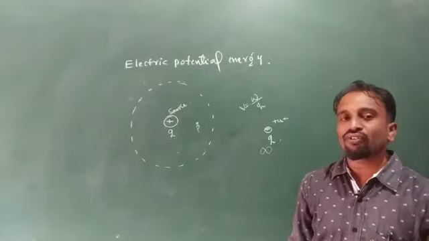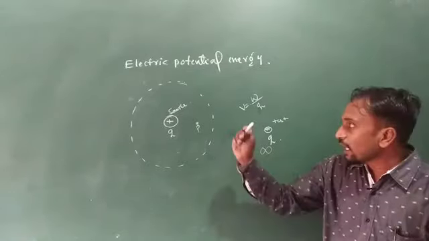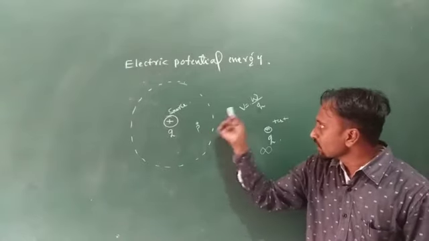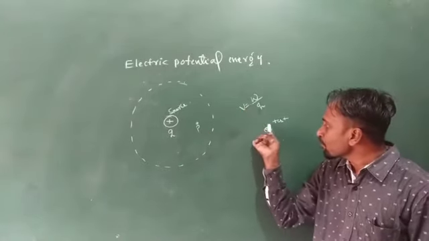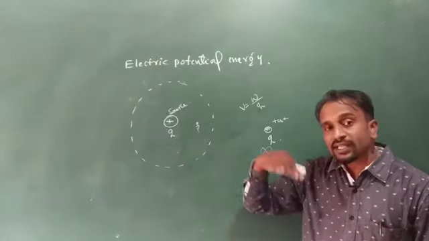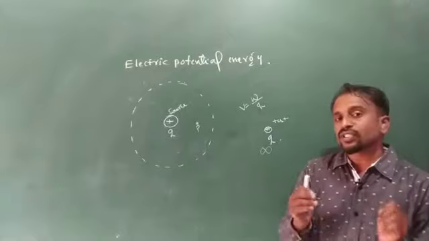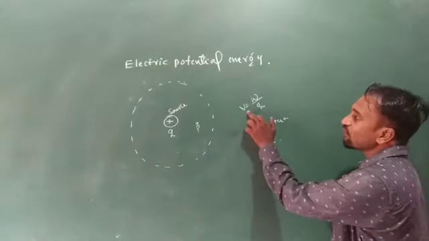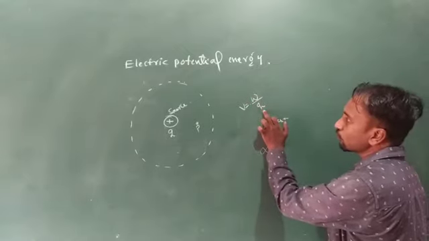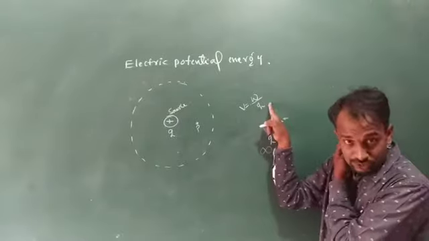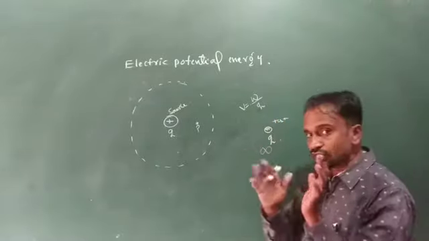So the definition of electric potential: electric potential at a point in an electric field is the work done in bringing a unit positive charge from infinity to that point against the electric field. The formula is V equals W divided by Q, where W is the work done and Q is the charge.